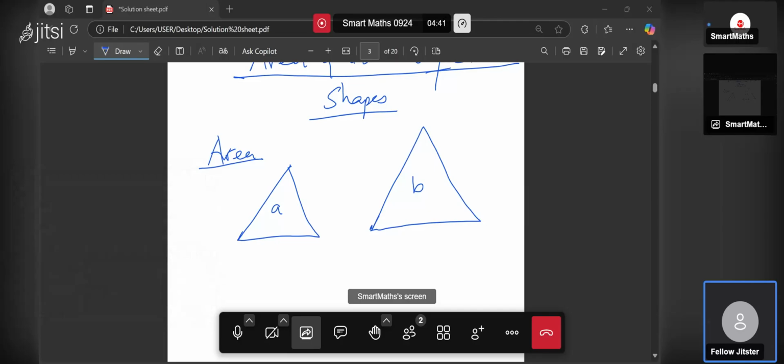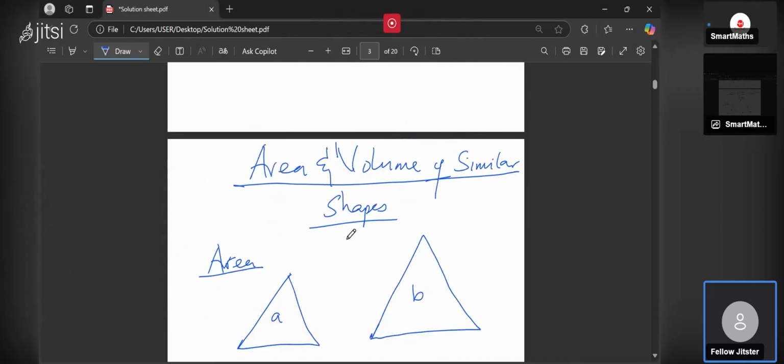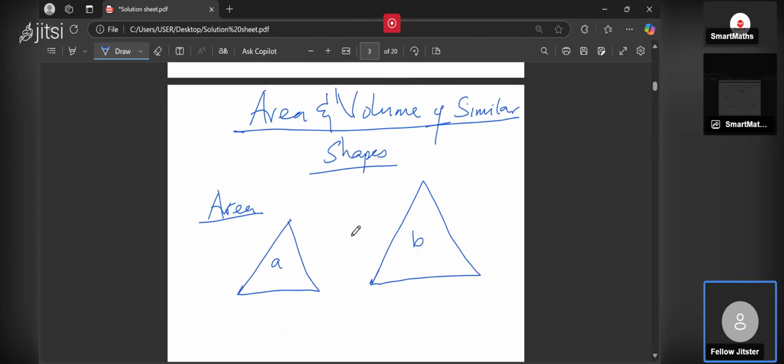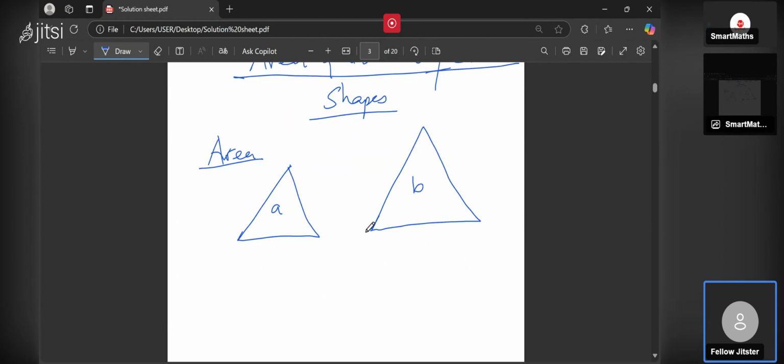Okay. So when we have area and volume of similar shapes, what that means is that we want to compare the area of similar shapes. I want to compare the volume of similar solids as well. Now, we talk about ratio of corresponding sides. For example, if this is A, this is B, this is C, this one is X, this is Y, and this is Z.